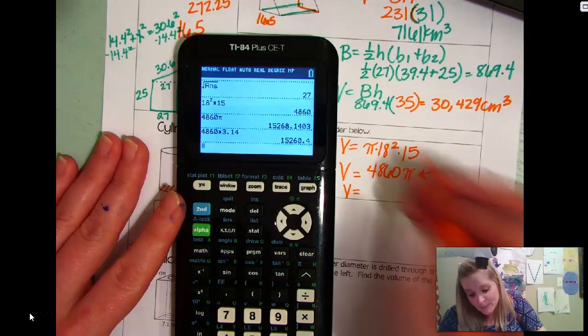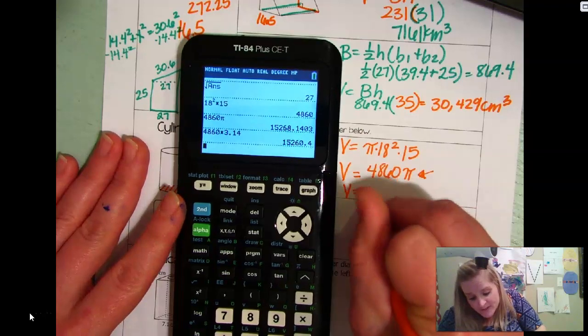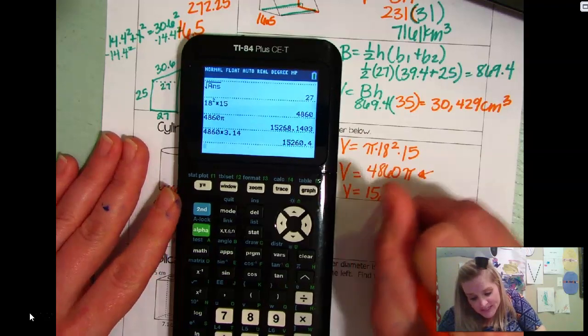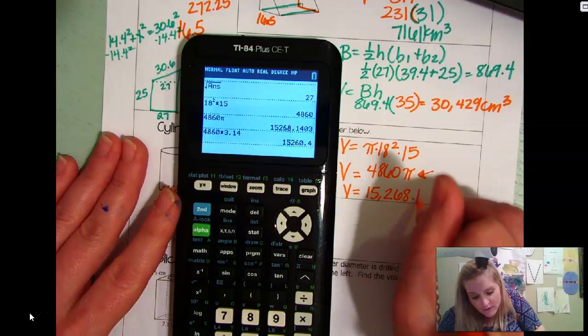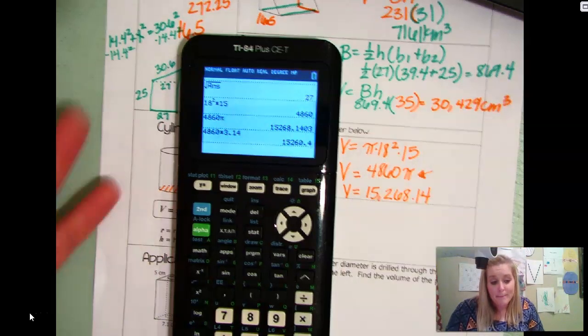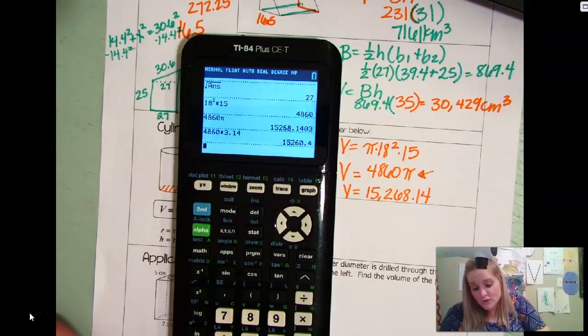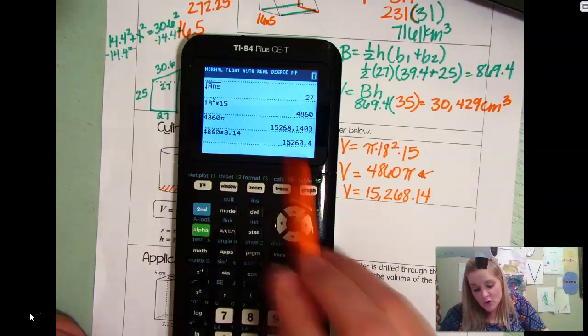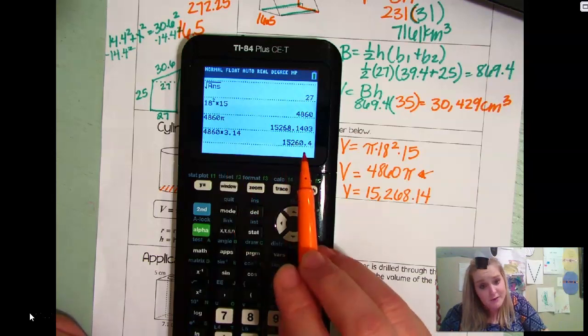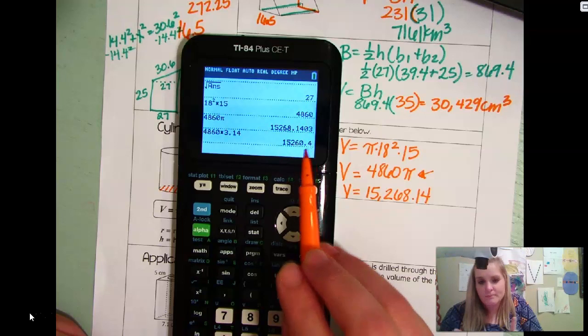So I'm going to put it in, 15,268.14. I'm going to use the pi button, but if you use 3.14, then you'll see yours is going to be kind of different, pretty different. So make sure you're paying attention to that.